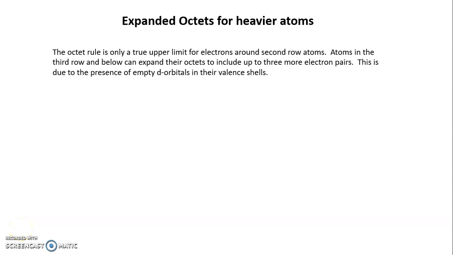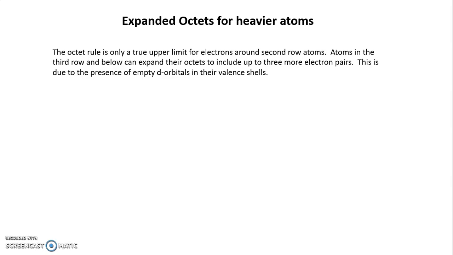Okay, so today we're going to talk about Lewis structures that have expanded octets. It turns out that the octet rule, while we've been treating it as a hard and fast rule, is really only a true upper limit when you're dealing with second row atoms: carbon, nitrogen, oxygen, fluorine for the most part. When you are looking at heavier atoms in the third row and below, these guys can actually expand their octets and have more than just those 4 pairs of electrons.